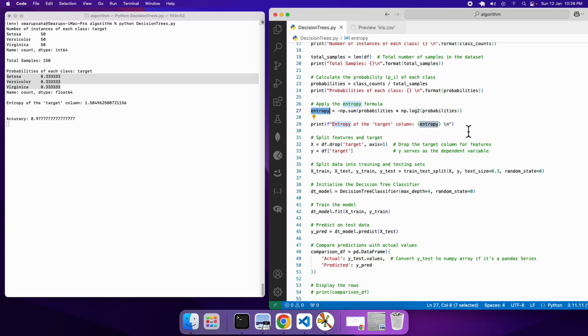Okay, so we saw that this is the value of the entropy that we got. Great. Now we have to go about the machine learning part, and for that what we need to do is split our data set into 2 segments.